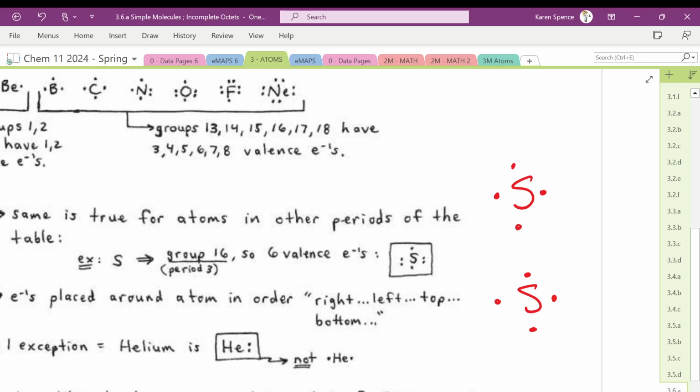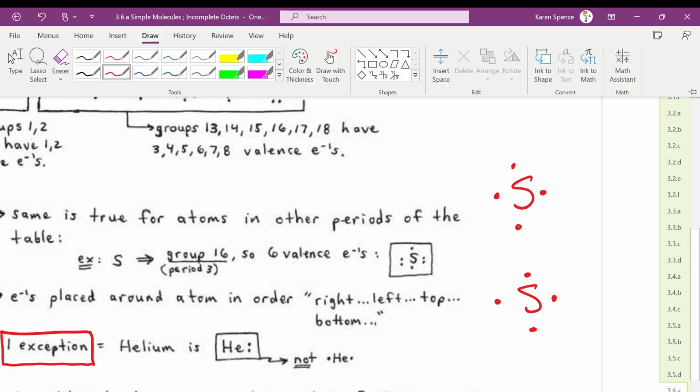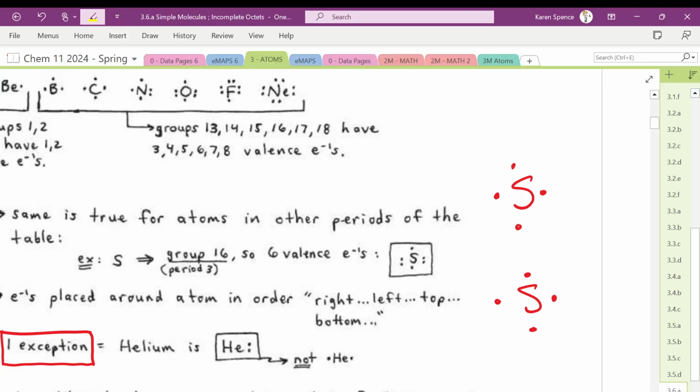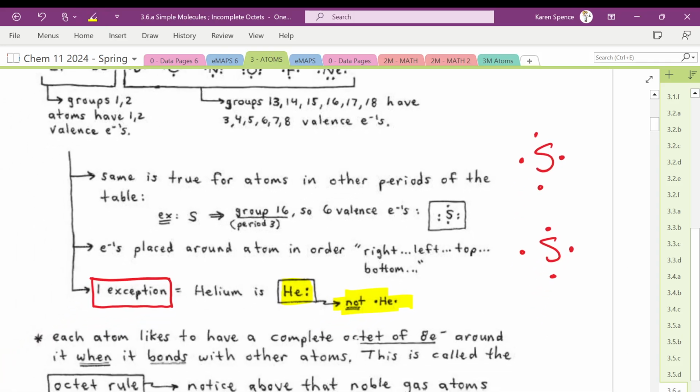The one exception is helium. So we have one exception, and that is helium, He, and we draw the 2 dots together. It's not He with the dots separated.